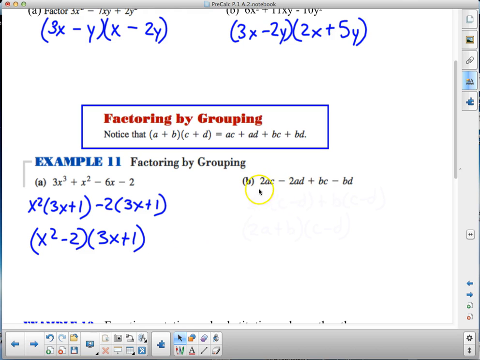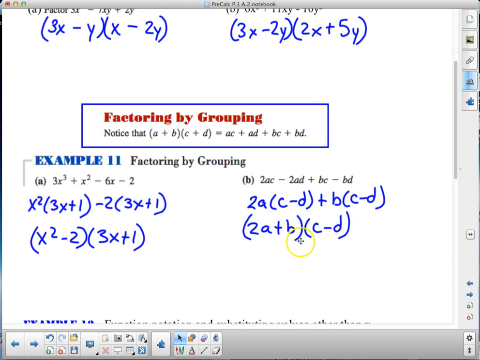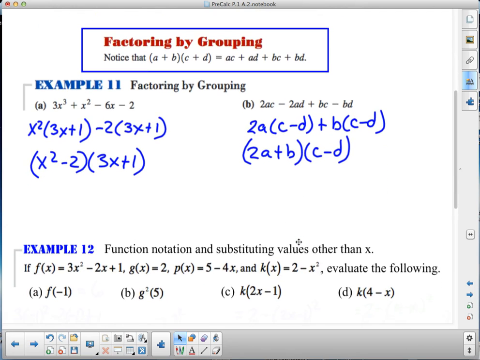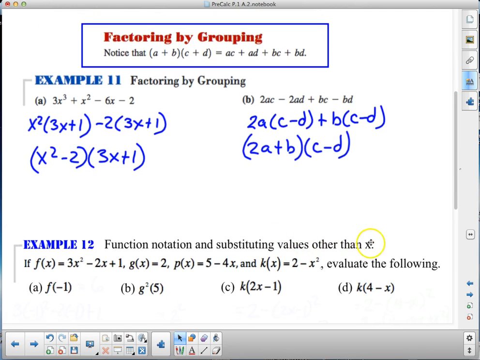Okay, so I'm going to factor out here a 2a and here a b on each one. And I've got c minus d. And that's the important thing. Once I factor them out, this factor has got to be the same. So now I've got 2a plus b if I extract the quantity c minus d from each member there. Now, function notation is substituting values other than x.